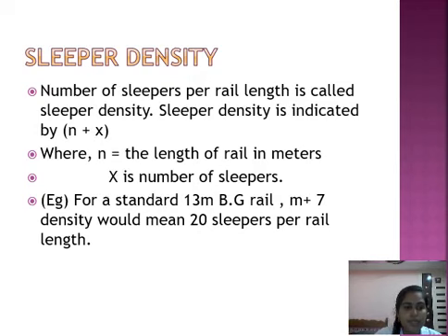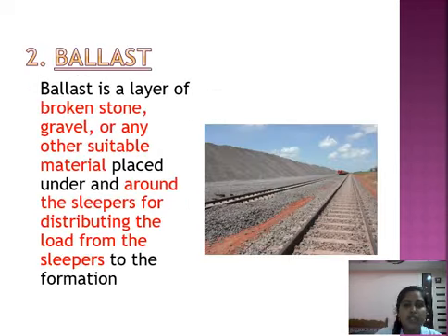So the next component of the railway track is ballast. What is ballast? The coarse aggregate, broken stone, gravel or any other suitable material is considered as the ballast.